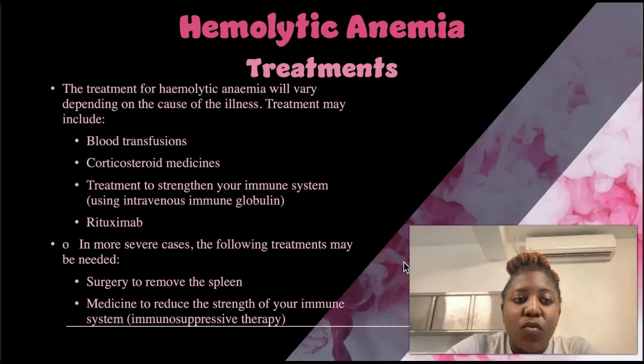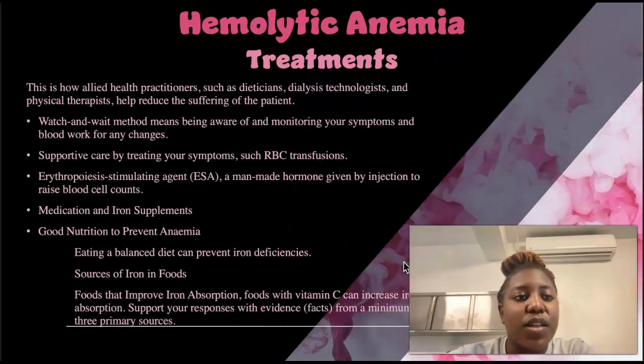We also have, in more severe cases, the following treatments that may be needed: surgery to remove the spleen or medicines to reduce the strength of your immune system. This is known as immunosuppressive therapy. To continue, this is how allied health practitioners such as dietitians, dialysis technologists, and physical therapists can help reduce the suffering of the patient. So there is the watch and wait method, which means being aware and monitoring your symptoms and blood work for any changes.